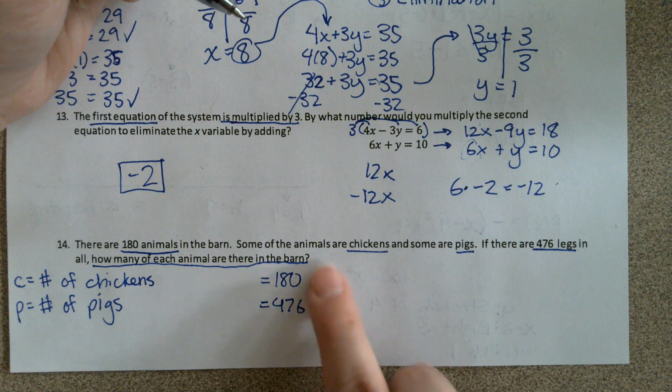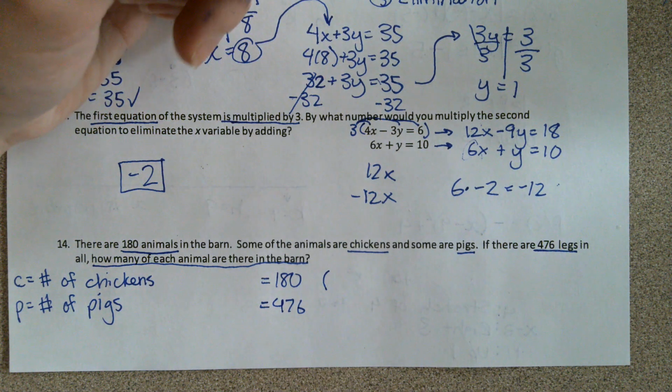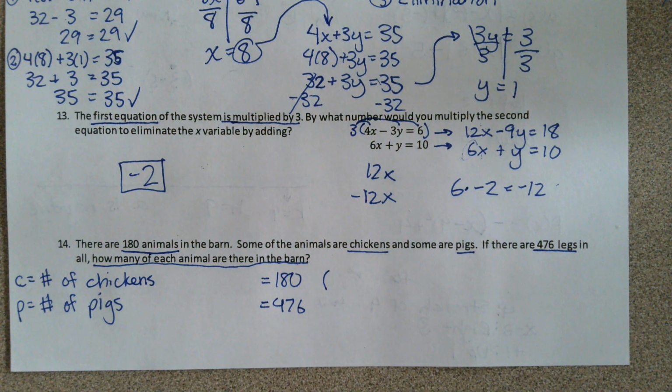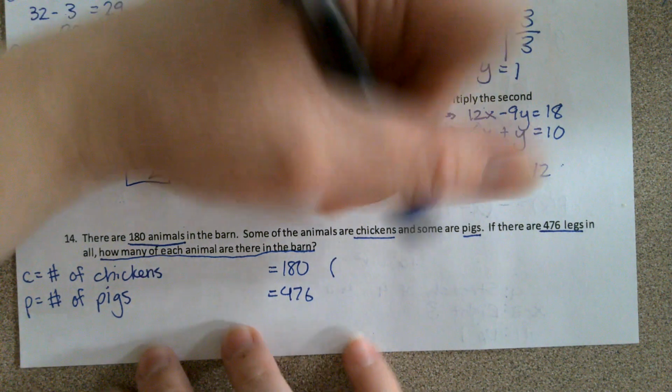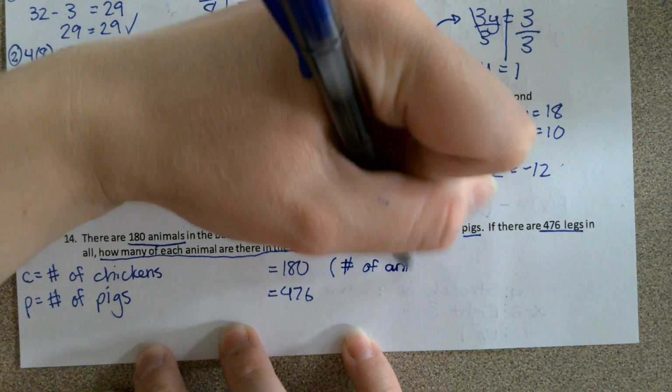So we're going to make 2 separate equations. This top equation, normally we have 2 types of equations. I typically call them the money equation and the number of items. So here, we don't necessarily have that going on. We have 180. That's just the number of animals. So instead of number of items, we have number of animals.